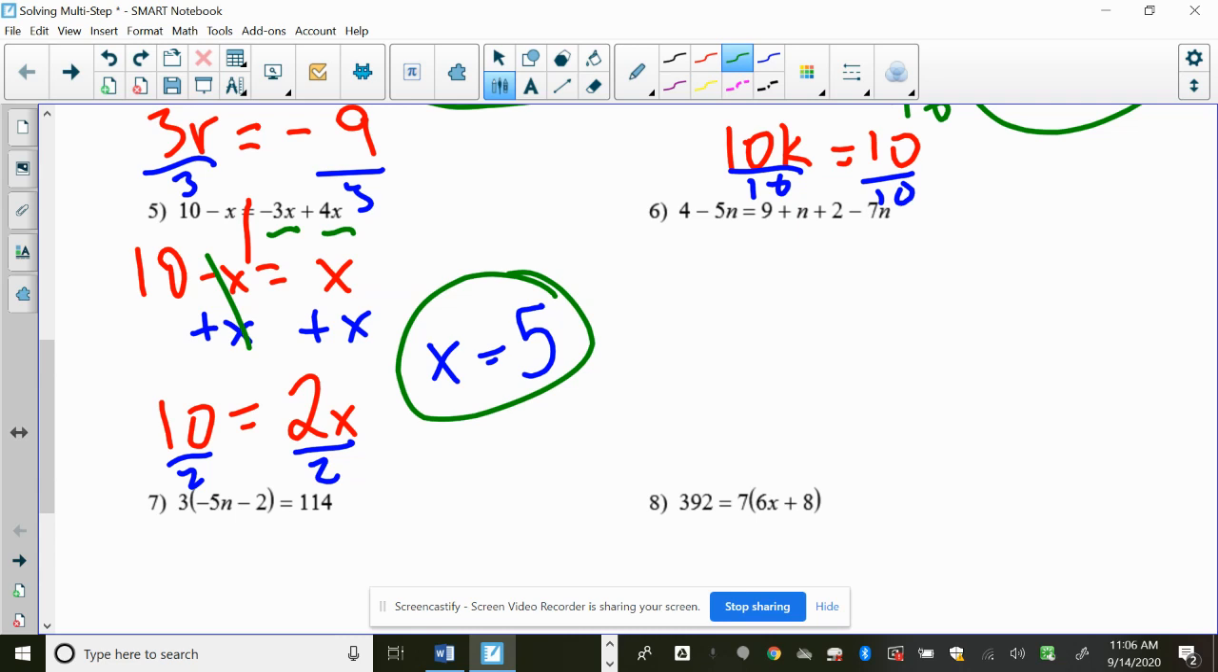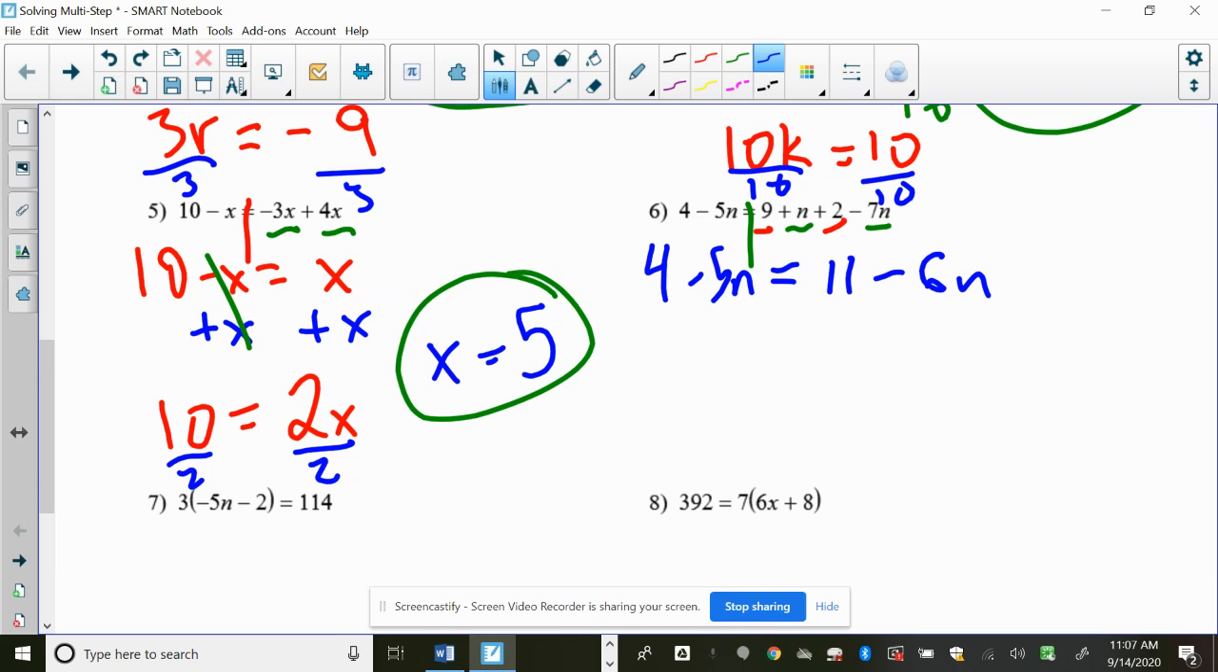Look at 6. Okay, so we have variables on both sides. Again, our first step, we're going to look and see, can we combine anything on the left or on the right? So on the left, we have 4 minus 5n. Nothing we can do there. So 4 minus 5n equals, now on the right, we do have some like terms. So we have a 9 and a 2. Those can be combined. So 9 plus 2, 11. And we also have a plus n and a minus 7n. So plus n minus 7n, that would be minus 6n.